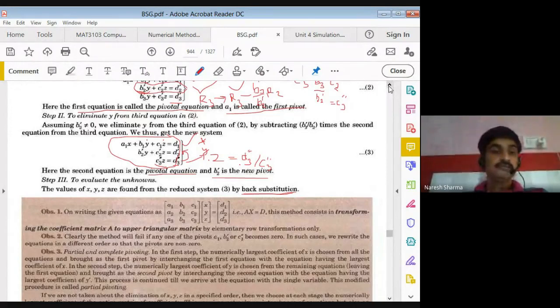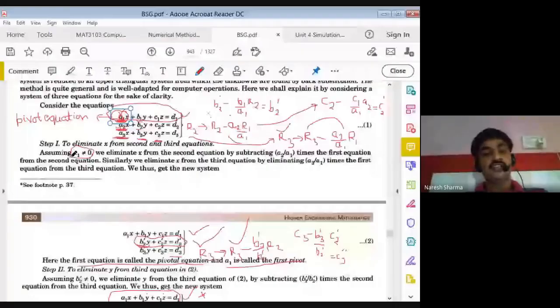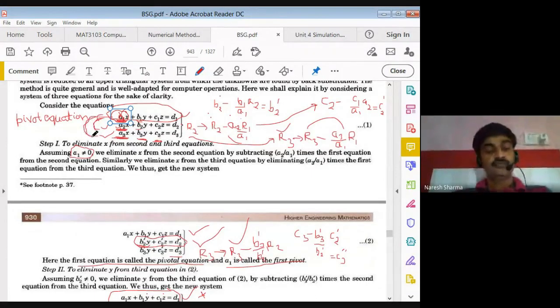Now if your first element is 0, once you see 0, it means there is no x in your first row. So in that case, the A11 element is 0. We want this A1 to be non-zero. So to get this pivot element or first equation as a non-zero coefficient of x, we can shift it from your second row. It may be from your third row. So this is only possible when you can interchange your first row and second row, or you may interchange your first row with your third row.